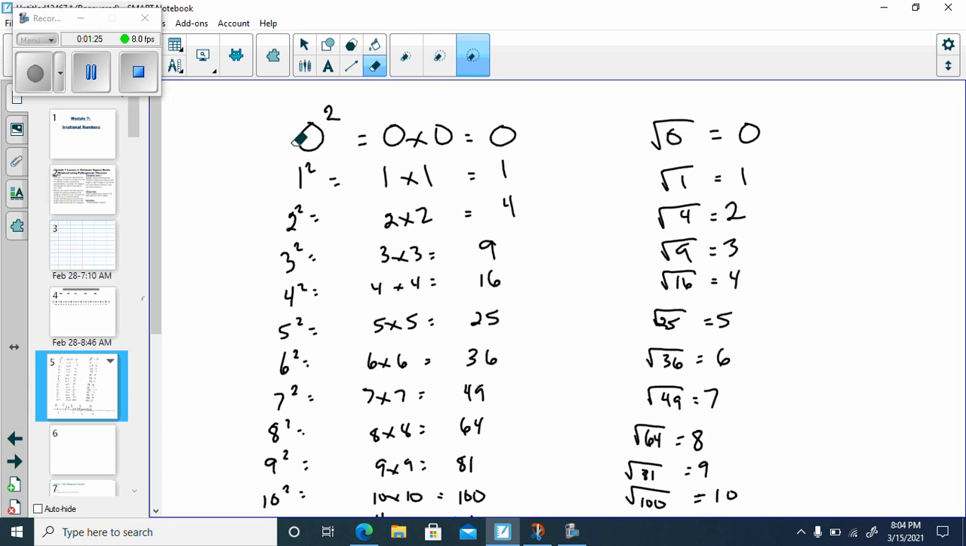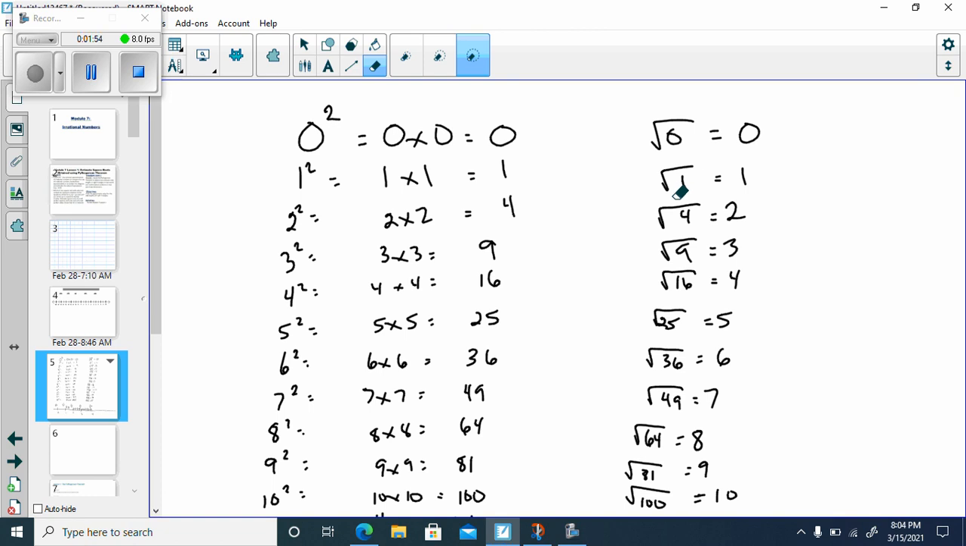Whenever I square a number, like 0 squared, that's equal to 0 times 0, which is 0. The opposite of squaring a number is to take its square root. So the square root of 0 is 0, because 0 times 0 is 0. 1 squared is 1 times 1, which is 1, so the square root of 1 is 1. 2 squared is 2 times 2, which is 4, so the square root of 4 is 2.